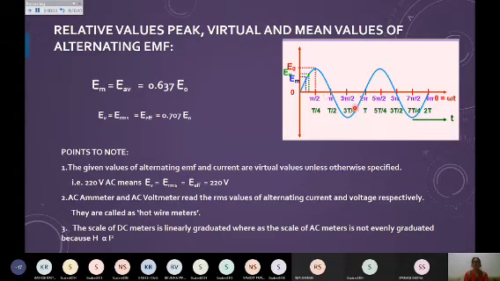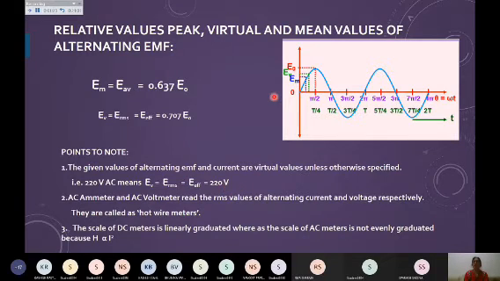Graphically, if you want to see, this is the value of E mean. Average value is found to be a little less than the RMS value, and this is again less than the peak value, that is the maximum amplitude. E naught has the maximum value. Most of the time, the alternating current we are getting at our places, we call it 220 volt AC. That means we are talking about the effective value of the EMF, or RMS value of the EMF.